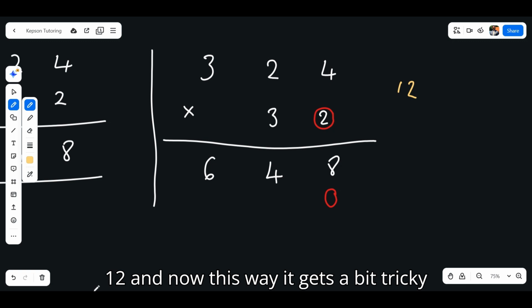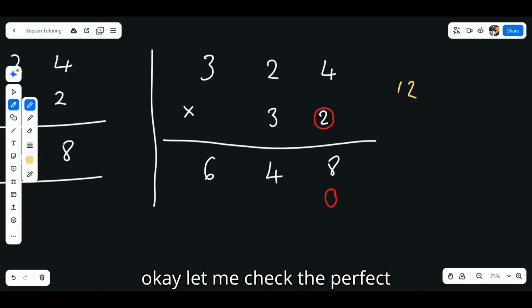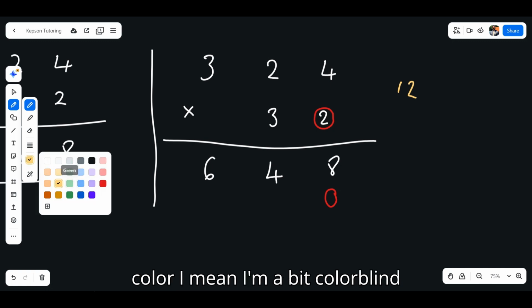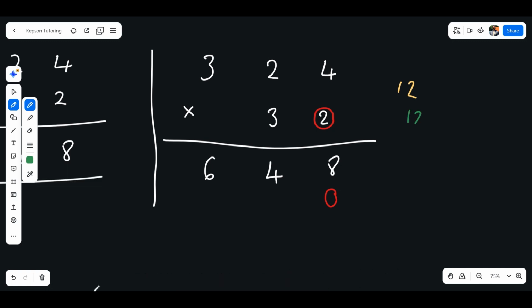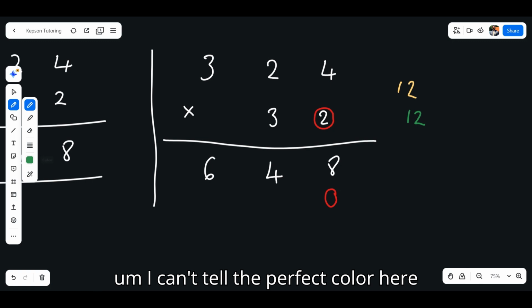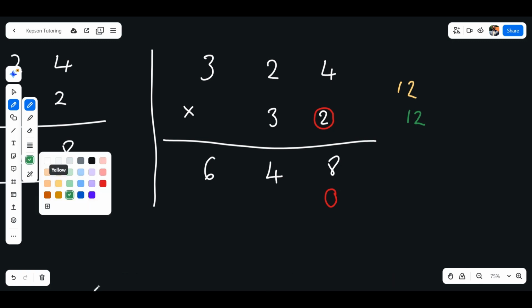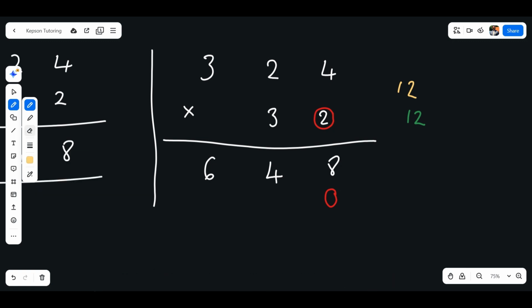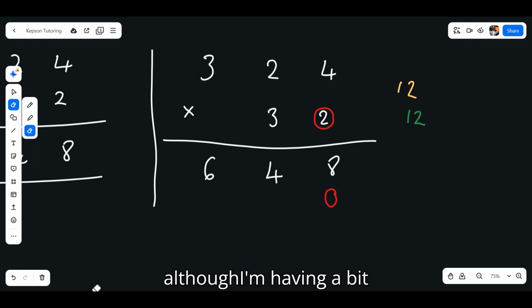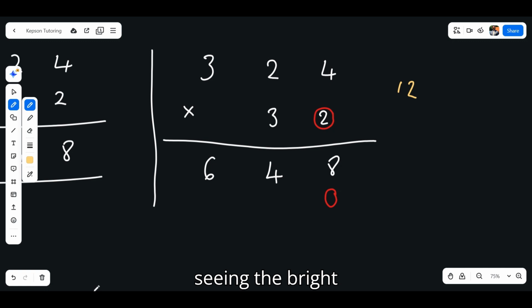And now this is where it gets a bit tricky. Okay. Let me check the perfect color. I'm a bit color blind. I can't tell the perfect color here, but I think yellow was okay. Although I'm having a bit of difficulty seeing the bright color.